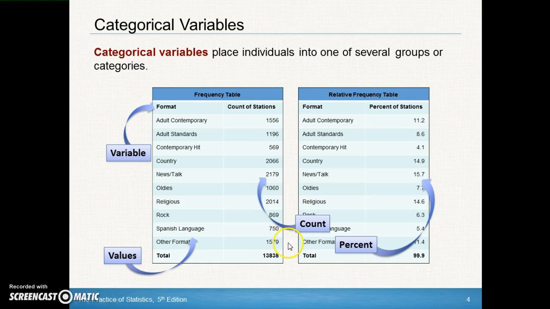So I want to draw your attention to one thing. It's a good idea to check to make sure that your data are consistent. So the counts in this column should add up to 13,838 because that's the total number of stations, which they do. The percents in your relative frequency table should add up to 100%. Here they add up to 99.9%.